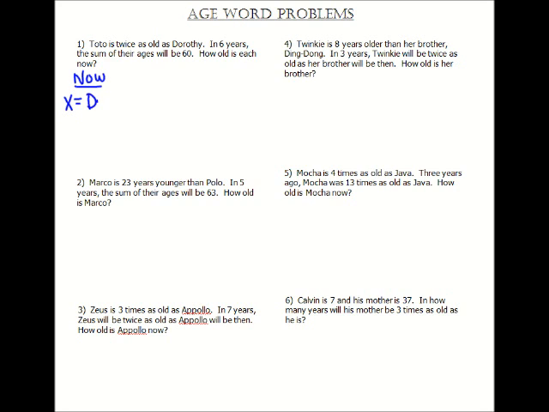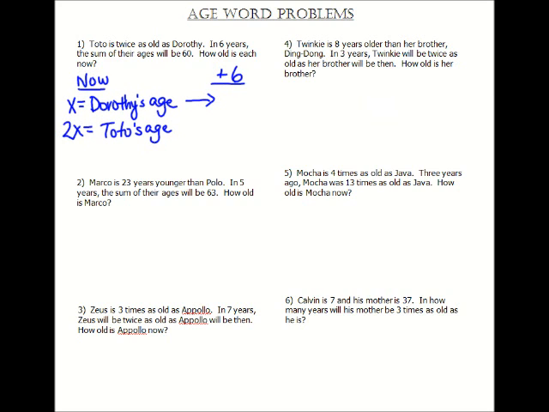Right now, Dorothy's age is X. Toto is twice as old, so 2X. In 6 years, Dorothy is going to be X plus 6, and Toto is going to be 2X plus 6. And in 6 years, the sum of their ages is 60. I'll let you guys solve that.